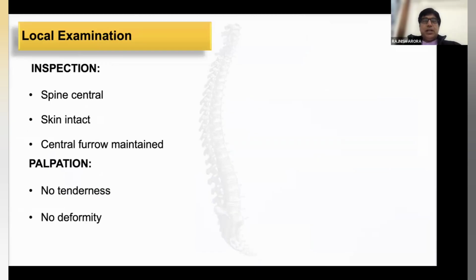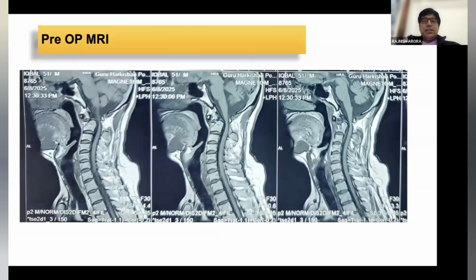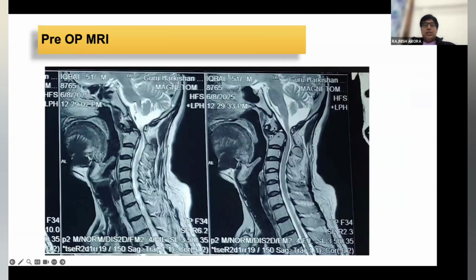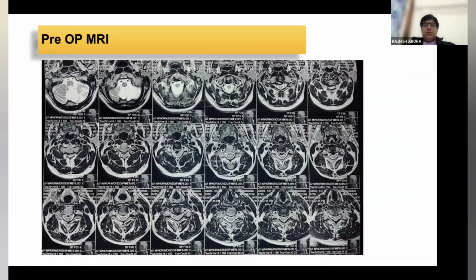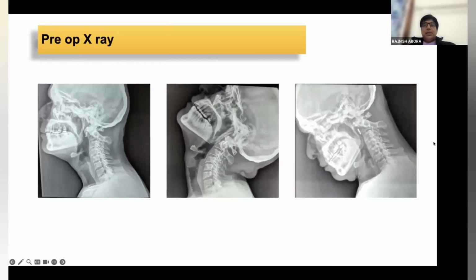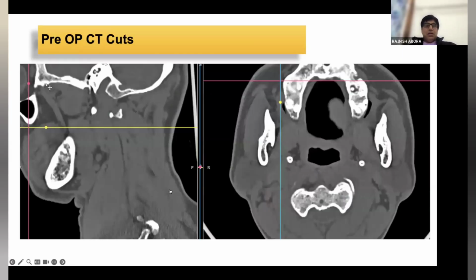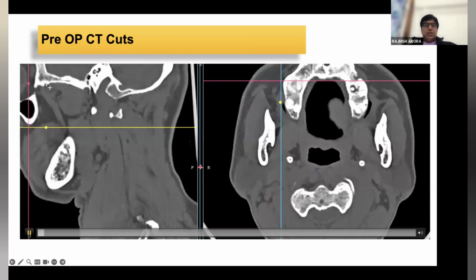On the spine, there was no tenderness and no deformity. This was his preoperative MRI. You can see there was significant compression at the CV junction. These are the T2 sequences. You can see there is some instability, which has now precipitated as myeloradiculopathy. This is the axial MRI. And this was his dynamic X-ray. You can see that on the neutral as well as the flexion views, there was significant movement of C1 in relation to C2, and on extension it was getting reduced. So it was a reducible injury. I would also like to share the preoperative CT.